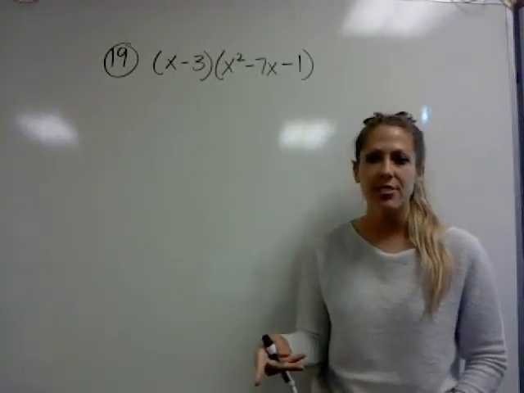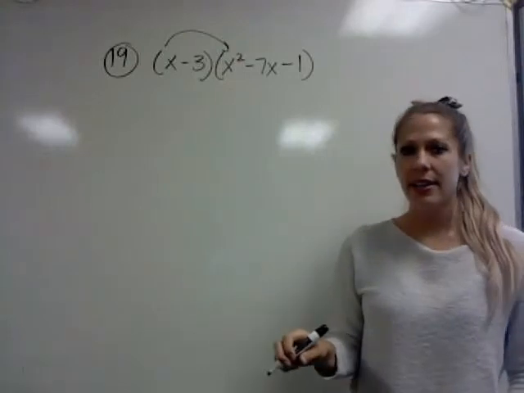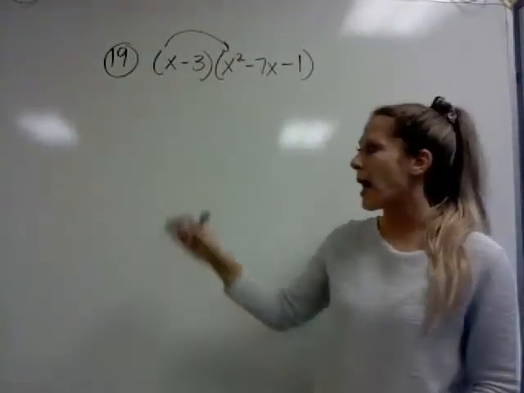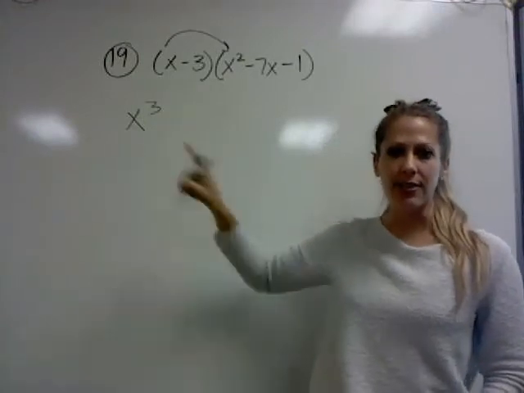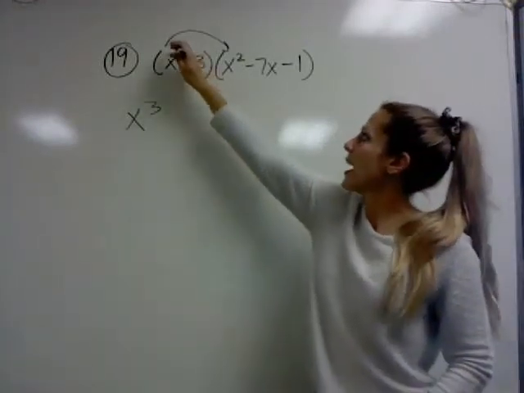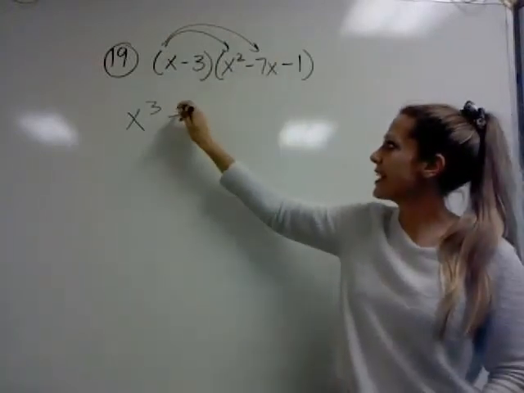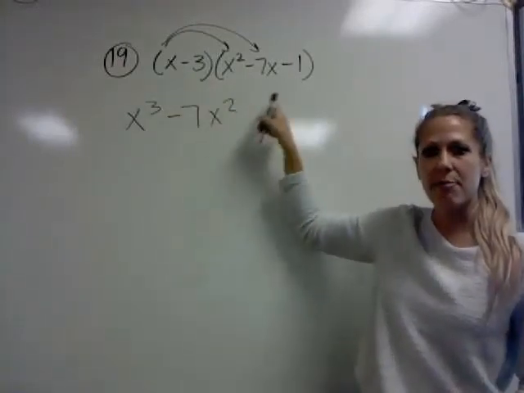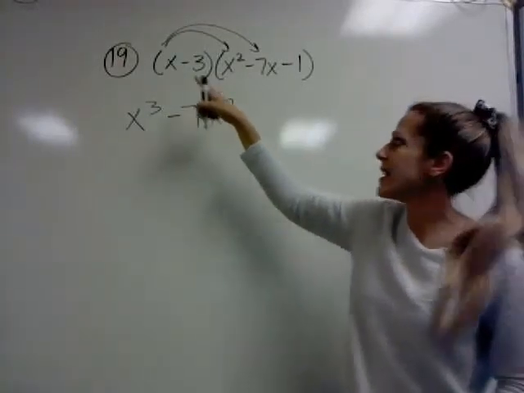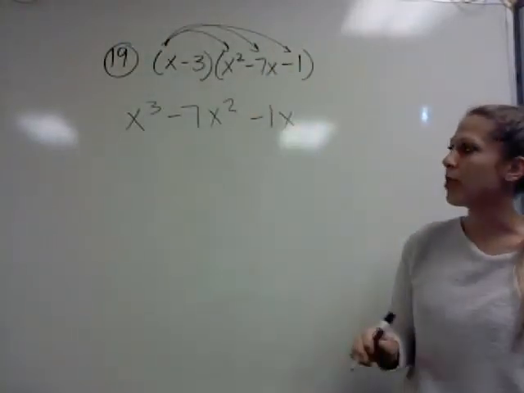So first let's distribute the x. We have x times x squared, which makes x to the 3rd power. The exponents are what you have to be the most careful of on these problems. We have x times -7x, so that's -7x squared, because x times x makes x squared. And then x times -1 just makes -1x.